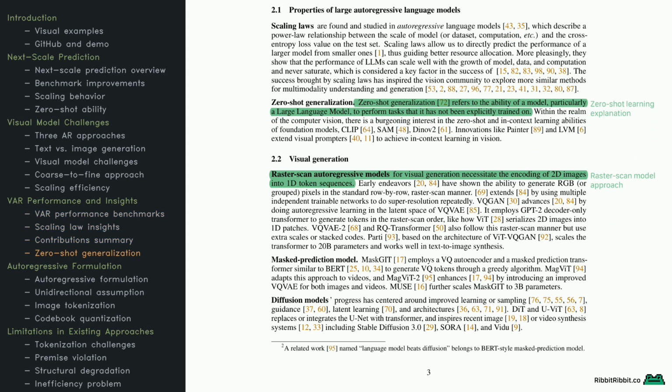Ever heard of CLIP or SAM? They set a precedent for zero-shot learning in vision tasks. Similarly, VAR performs well at new tasks without extra training. It can in-paint, out-paint, and edit images on the fly.